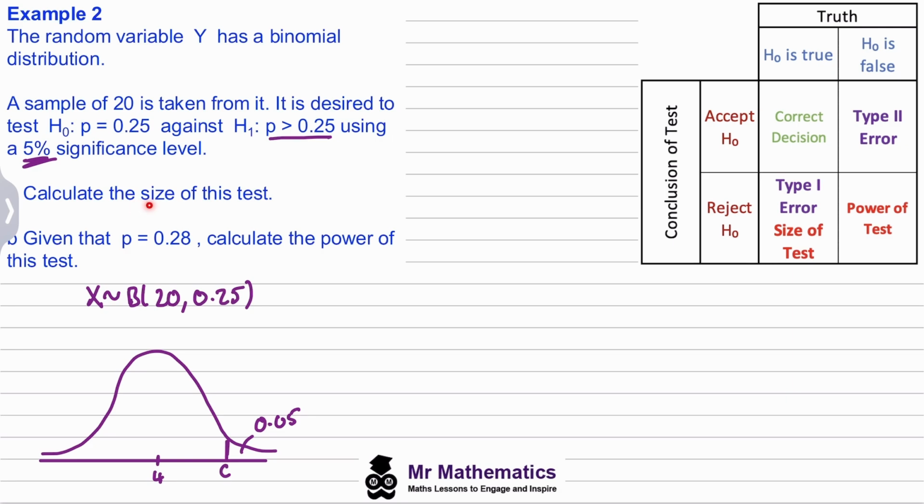When we look at the size of a test, this is when we reject H0 given that H0 is true. In order to reject H0, we need to find the critical region, which means we need to find this critical value. So the probability of X being greater than or equal to the critical value must be less than our significance level, and we can work out this critical value using our tables.